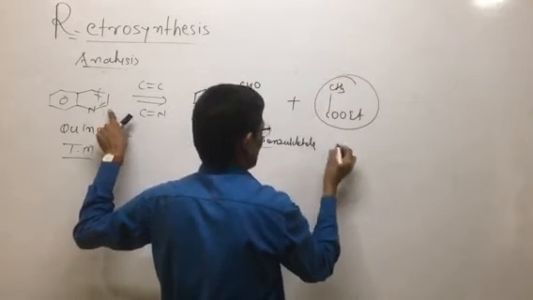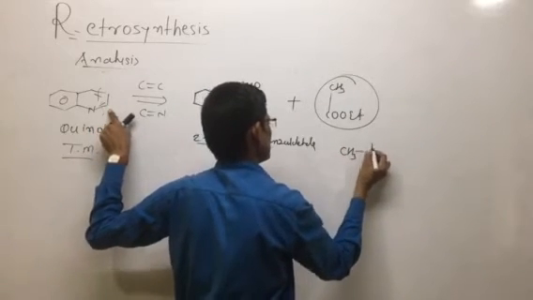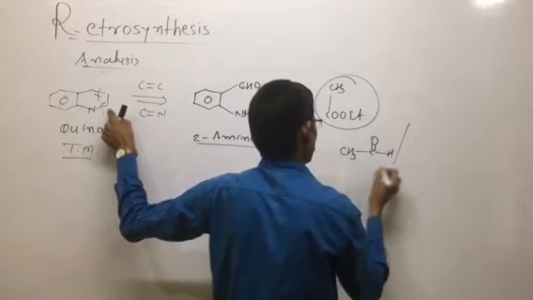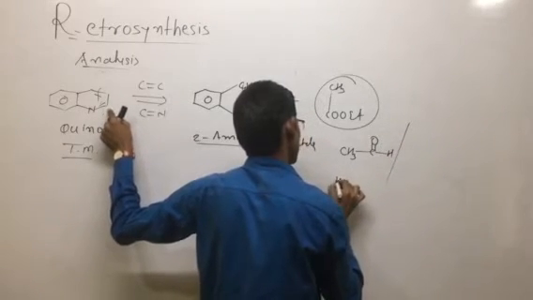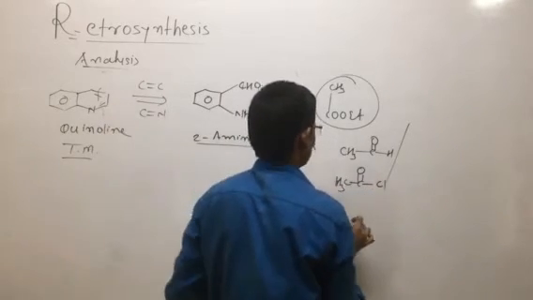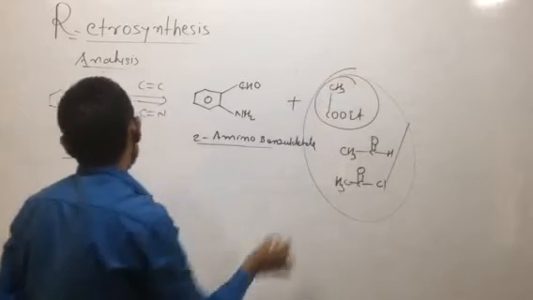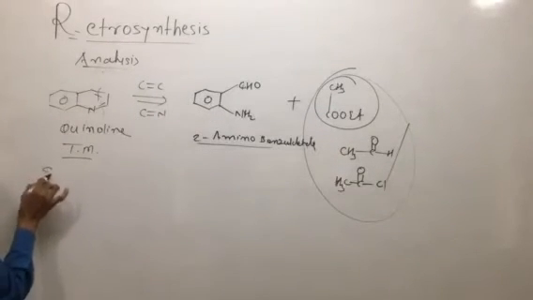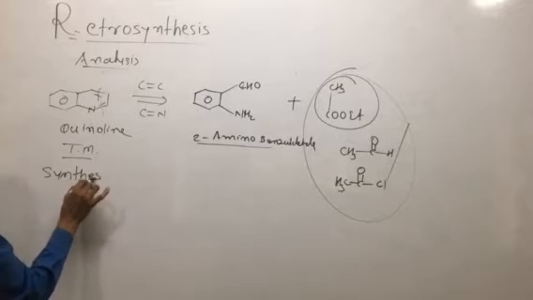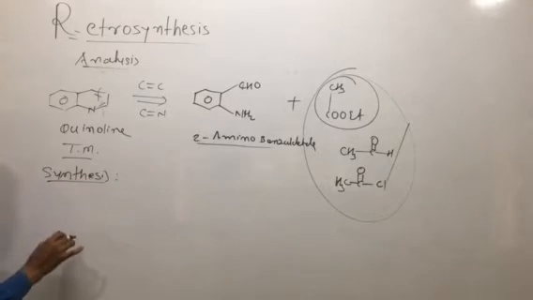We'll take the synthetic equivalent, this one, CH3 CHO, and this is the formaldehyde. As well as we can take what? CH3 CHO Cl atom. So we can take these synthetic equivalents in the plan of the synthesis. What is the plan of the synthesis, or the design of the synthesis?